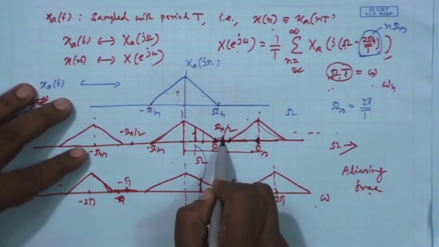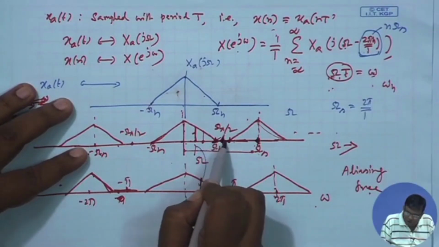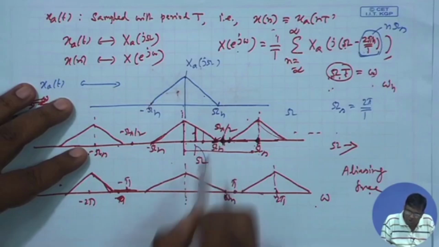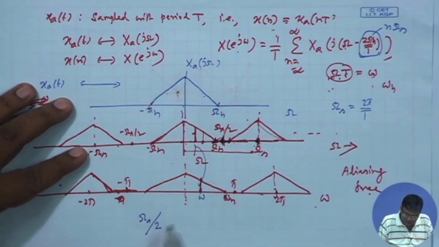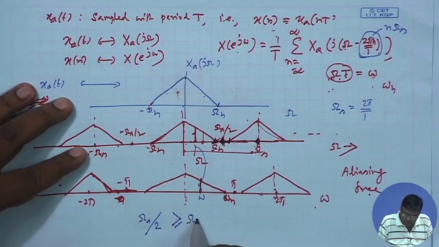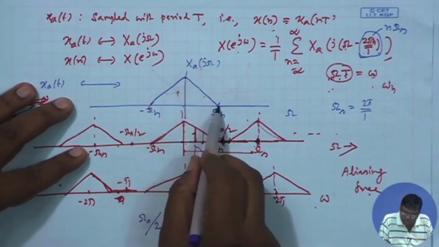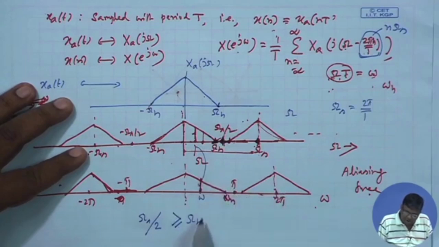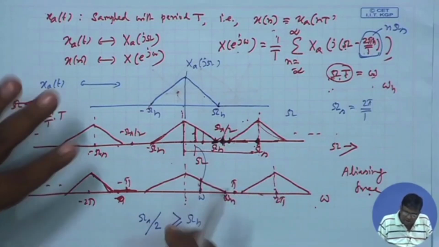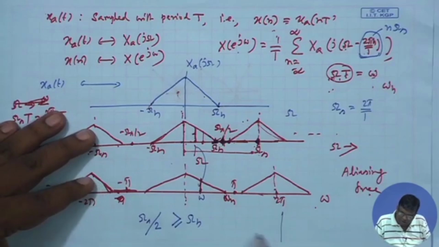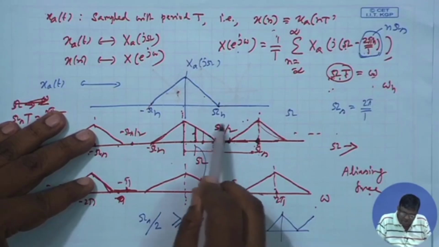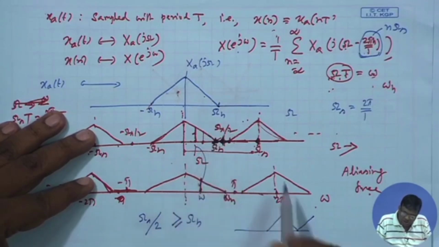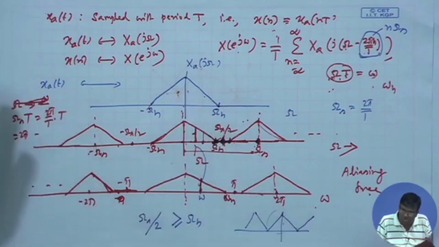Which means if omega s by 2 is greater than or at most equal to omega h, and at omega h this should become 0, then it starts again. So, there is no overlap. If this happens, then we get a situation like this, or in the extreme case, if it is equal, you get a situation like this where it starts from here. There is no gap left. This point coincides with this and with this, therefore you get things like this. But even then, this shape is the same as the original shape. So, no loss of information.